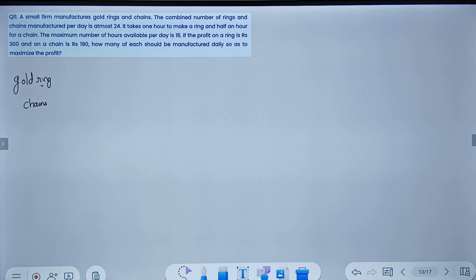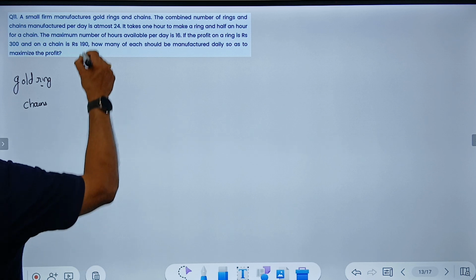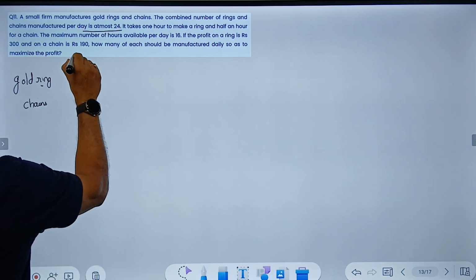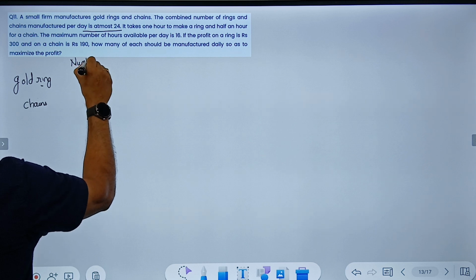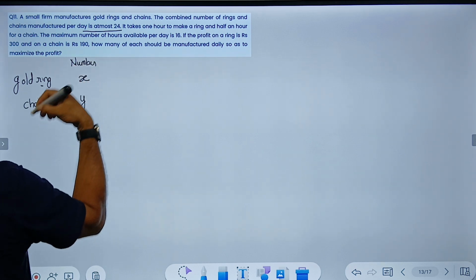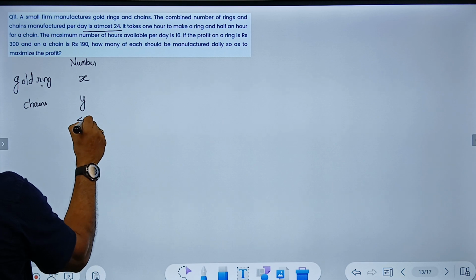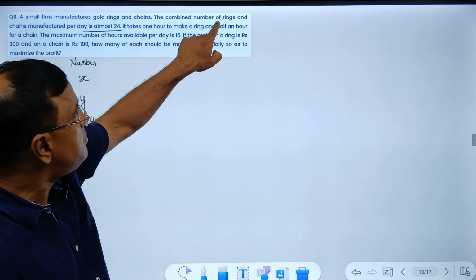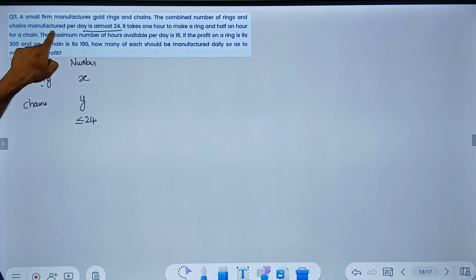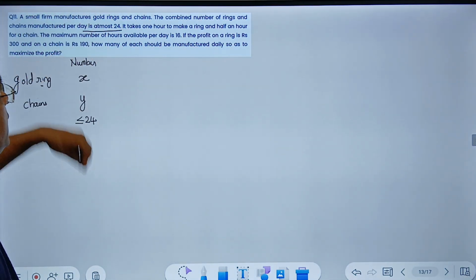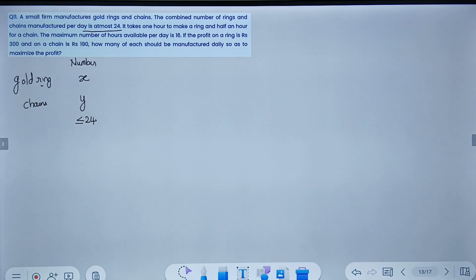The combined number of rings and chains manufactured per day is at most 24. So this is the number they manufacture. How many they manufacture, we don't know, so I call it X and Y, but they cannot manufacture more than 24. It cannot exceed 24.